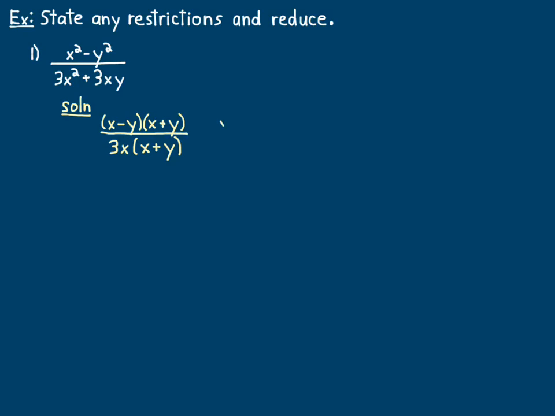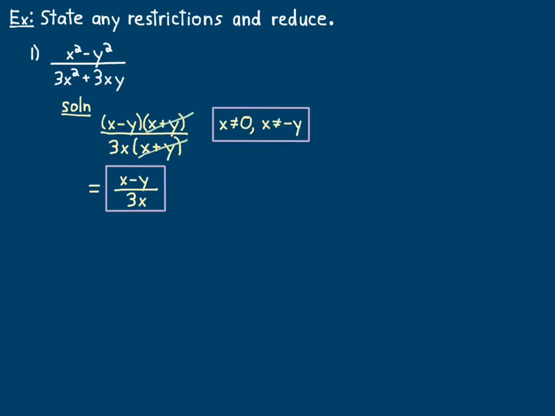So the restrictions here: x can't be 0 and x cannot be negative y. That could also be written as y cannot be negative x. I'm not sure why I wrote it this way. Either way, it means the same thing. So that's those two restrictions. Then, after doing that, you can reduce the x plus y's because it's a factor of the numerator and a factor of the denominator. So I end up with x minus y over 3.